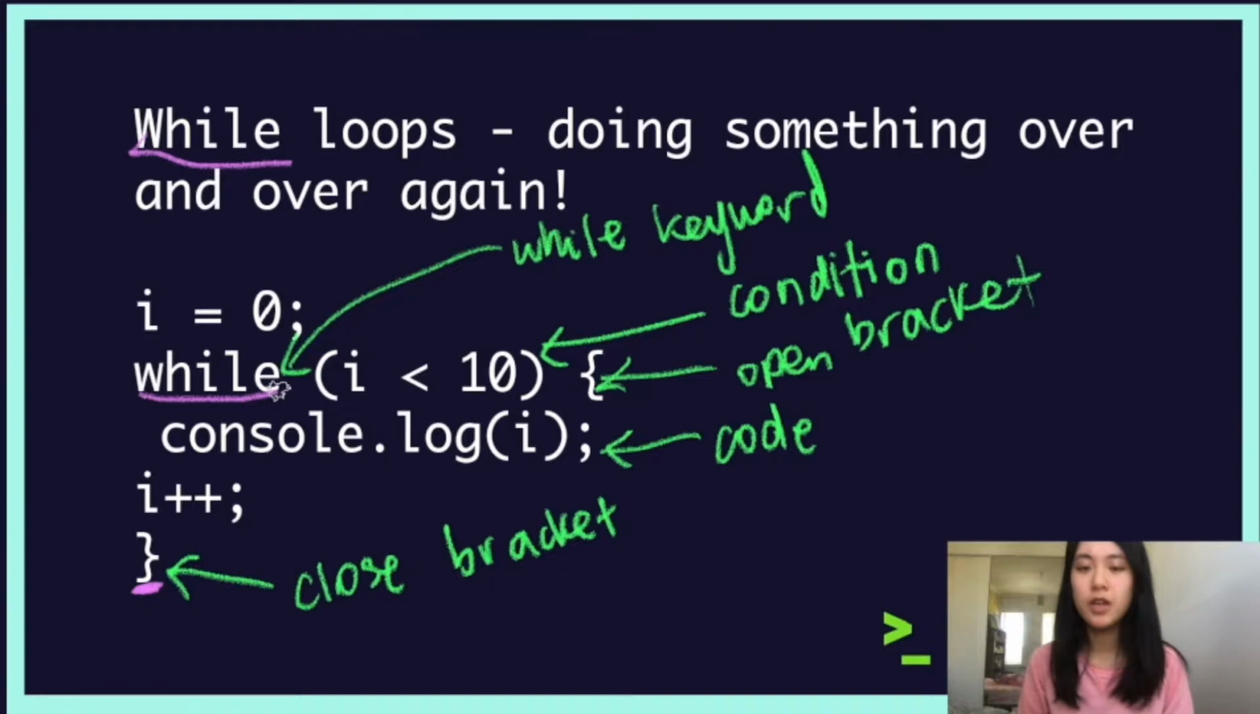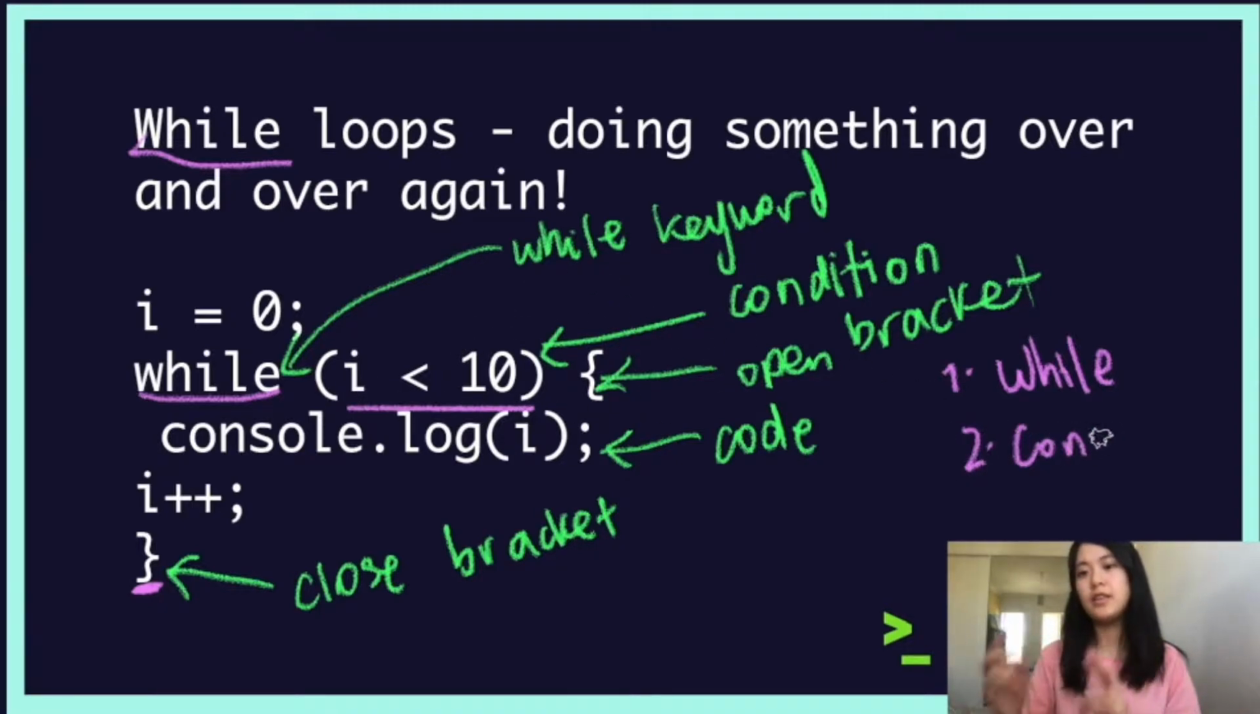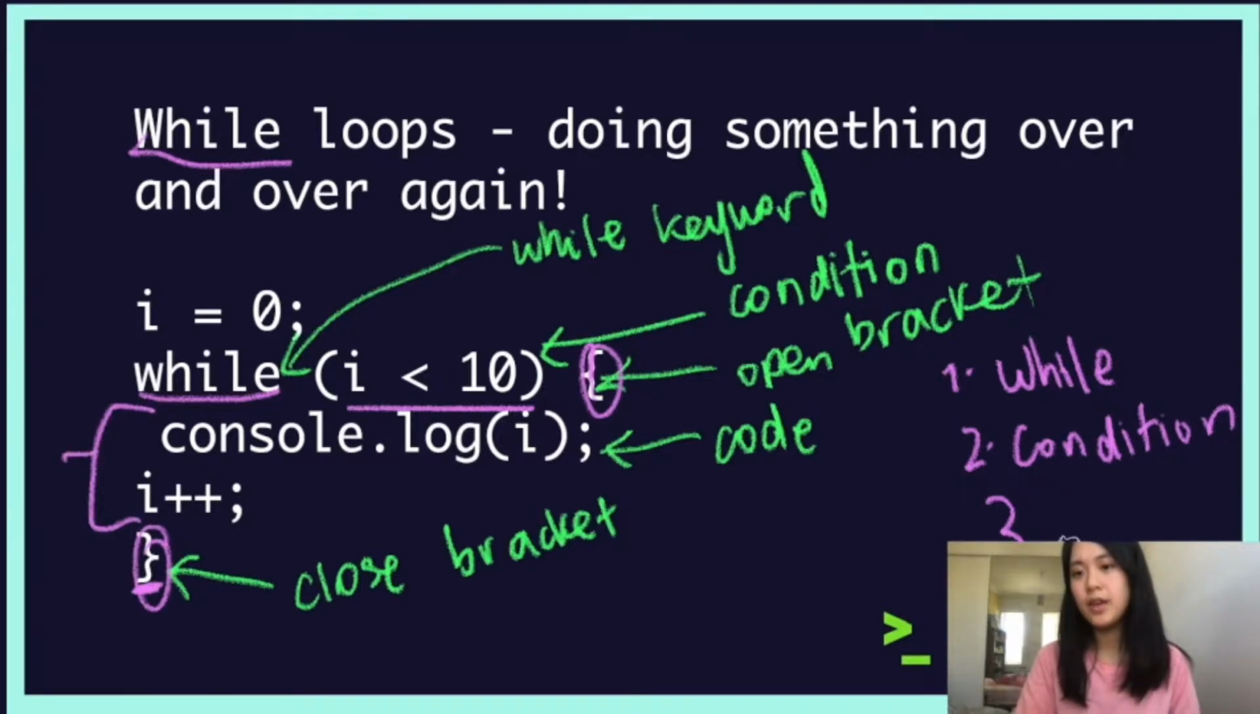So we need a while keyword. This is just the word while. And we need a condition, which is while this is true. So when this is checked and it's no longer, say, if i isn't less than 10 anymore, then the block of code in between the two curly brackets will not run. The last thing you need is the code in the curly brackets. So: while, condition, and code in the curly brackets.